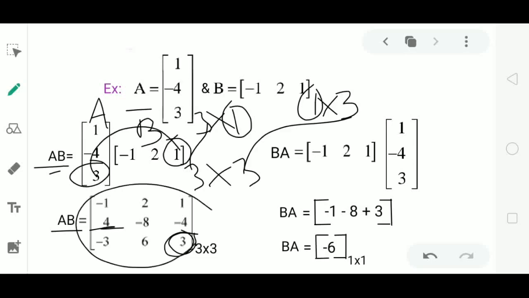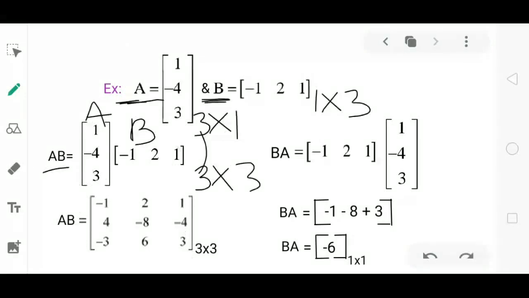So, this is the matrix AB, which is the product of A and B, and it is of order 3 by 3. Next, we find the product of matrices B and A, that is the matrix BA.